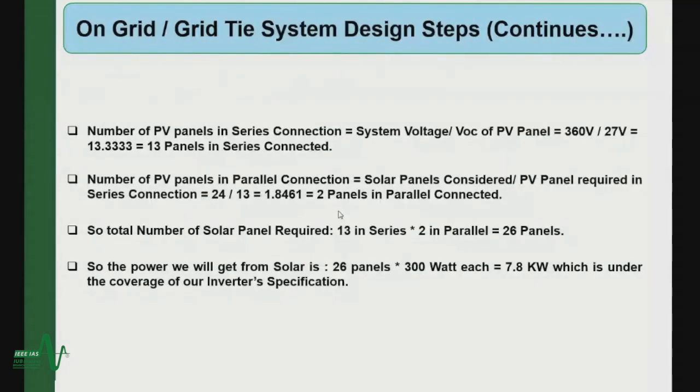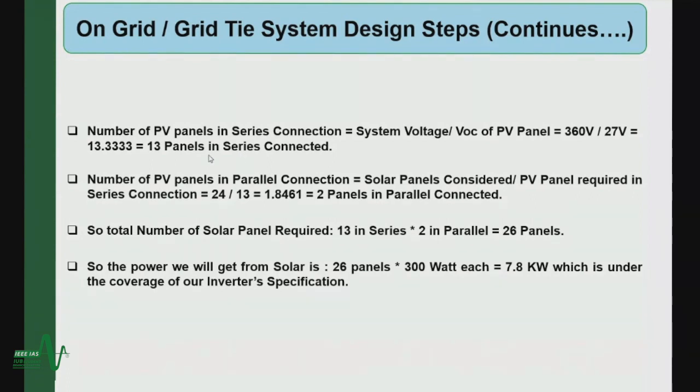Now we are trying to calculate how many solar panels will be in series connection and how many solar panels will be connected in parallel. So let's say series connection. What we have to do is divide the system voltage by the open circuit voltage of the PV panel, and we get 13.333. So we are not considering the fractions, so 13 panels will be connected in series.